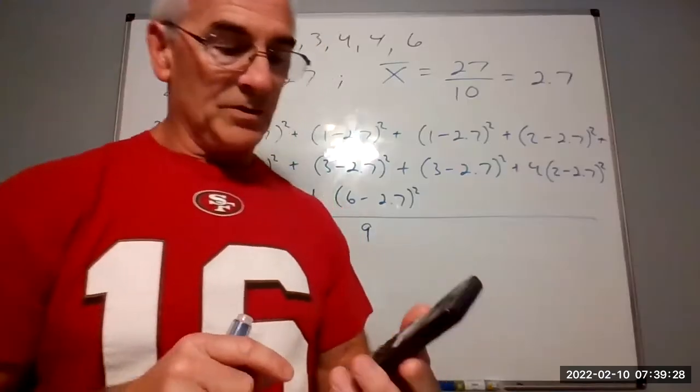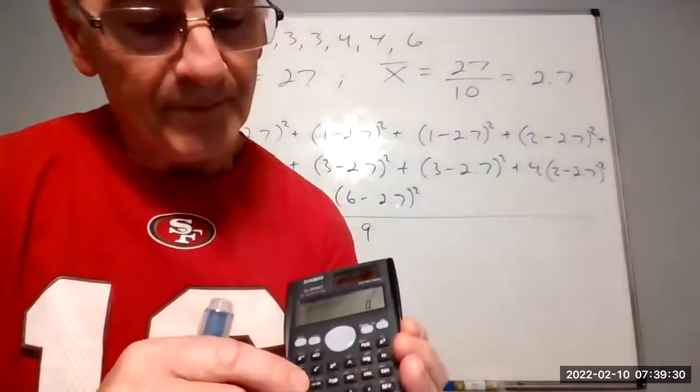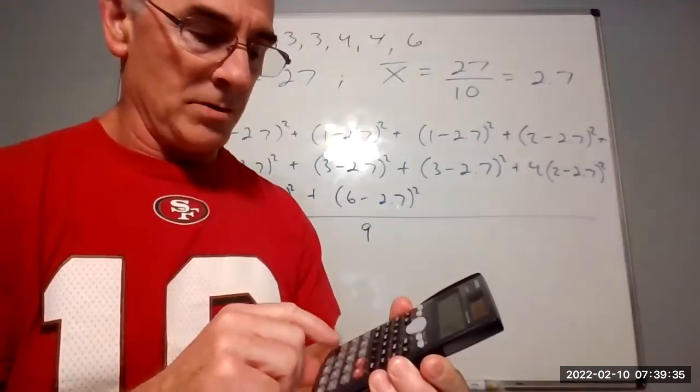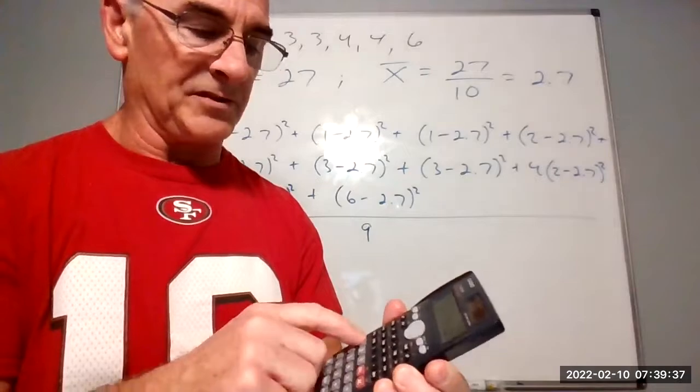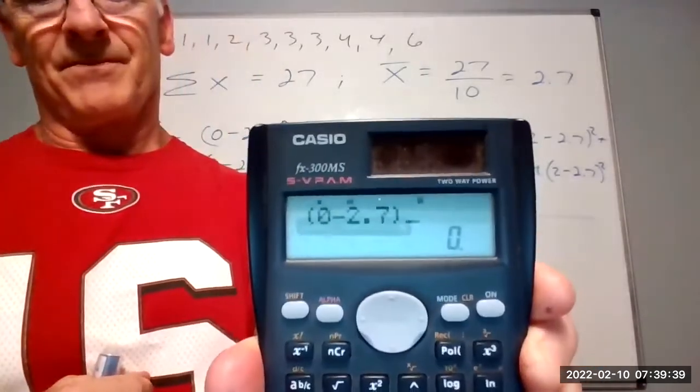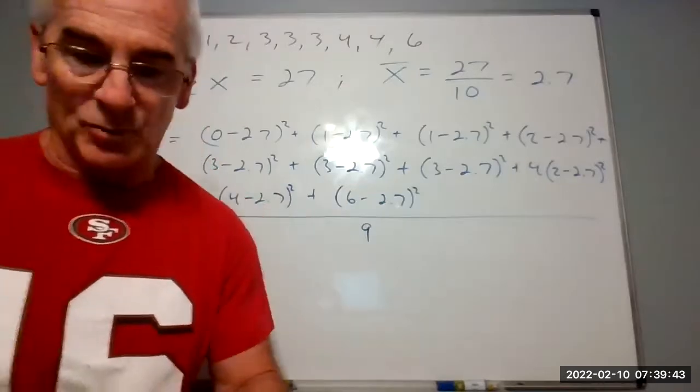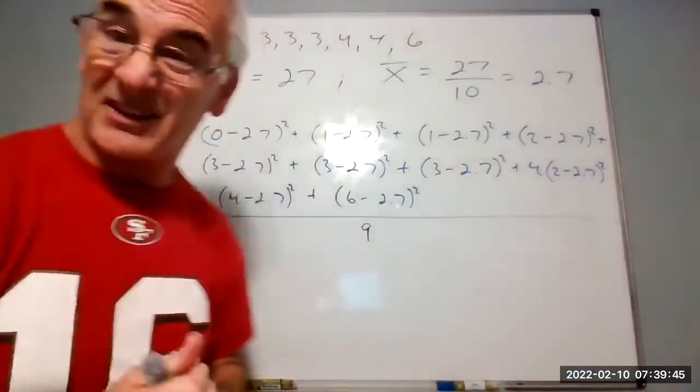Professor, where's the squared button on the calculator again? Oh, so start with your open parenthesis. I have that. And then let's just start. So 0 minus 2.7, and now close your parenthesis. Okay, got it. Now you should have an x squared key. That's the easiest one. Or there's an exponent key, there's an x squared key.